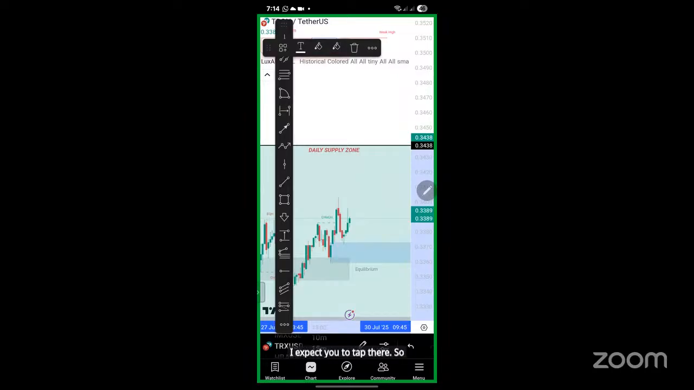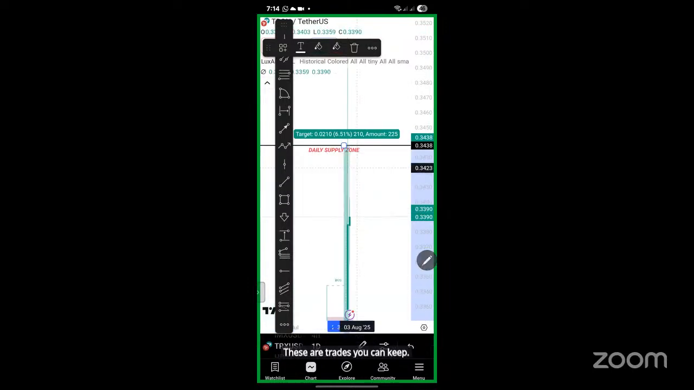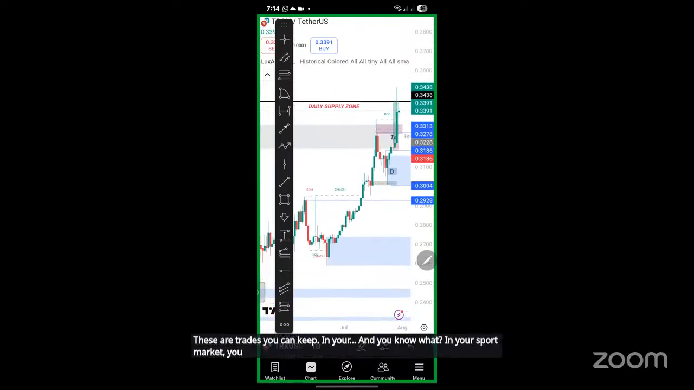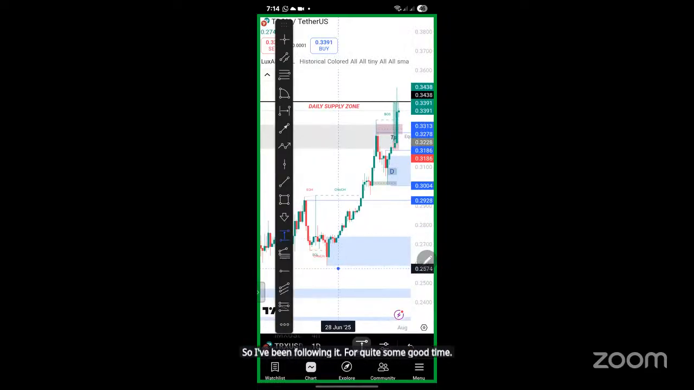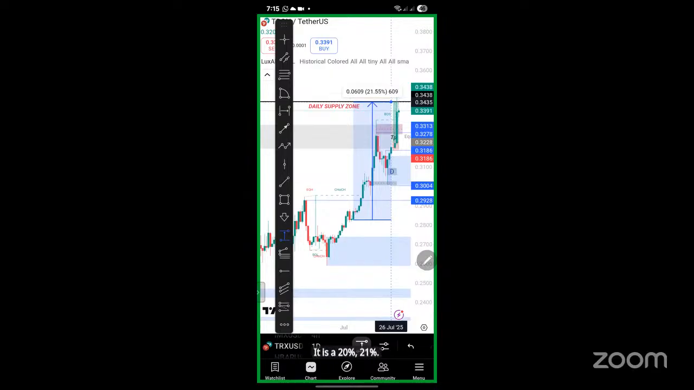So these are trades that you can keep in your what? In your spot market. You can see where it moved from. I've been following it for quite some good time, moving this way. I entered around here, and here it shocked me a little bit, but still we had to come back together. I can see it is 20%, 21%. If you invested just $100, because I did not go up to that point, I went up to here. That's where I took a profit around there, 14%.